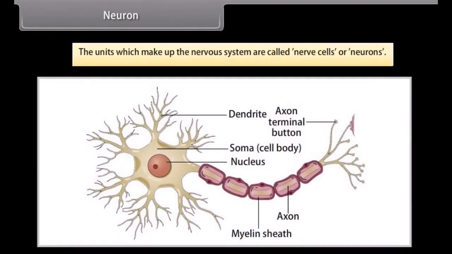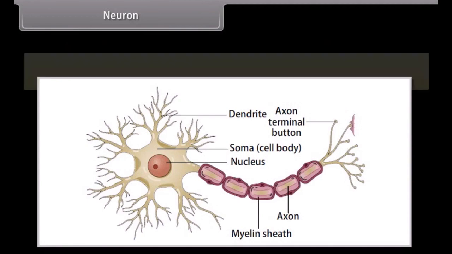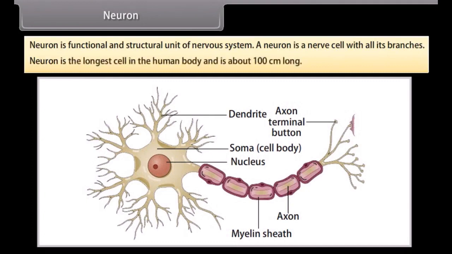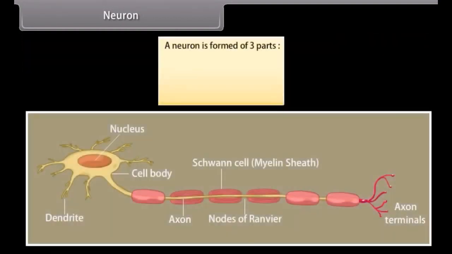Neuron. The units which make up the nervous system are called nerve cells or neurons. Neuron is a functional and structural unit of the nervous system. A neuron is a nerve cell with all its branches. Neuron is the longest cell in the human body and is about 100 centimeters long. A neuron is formed of 3 parts: cyton, dendrites, axon.